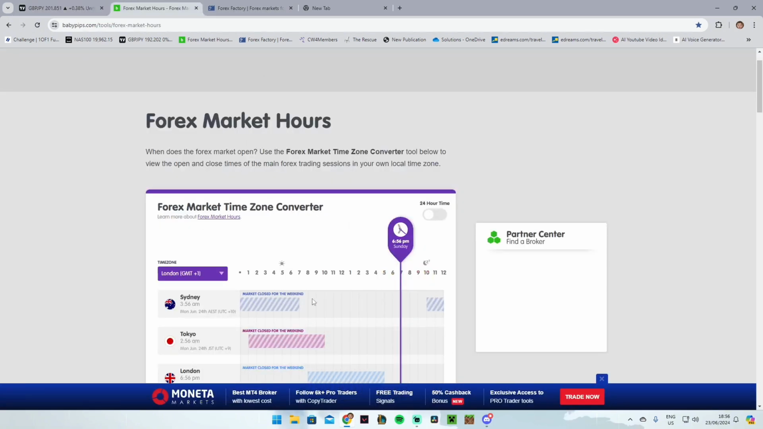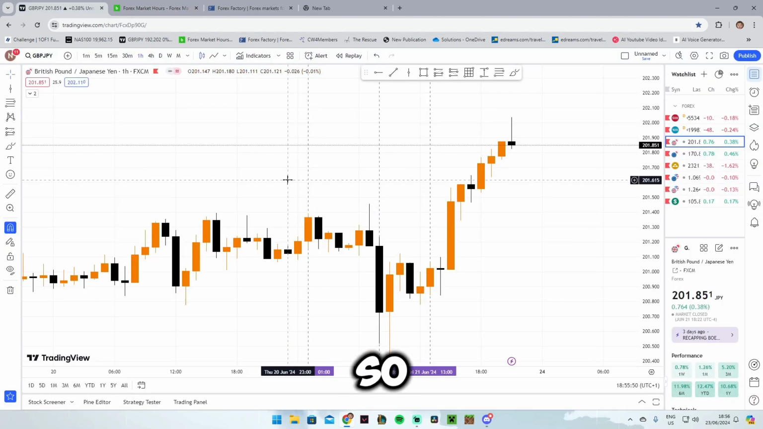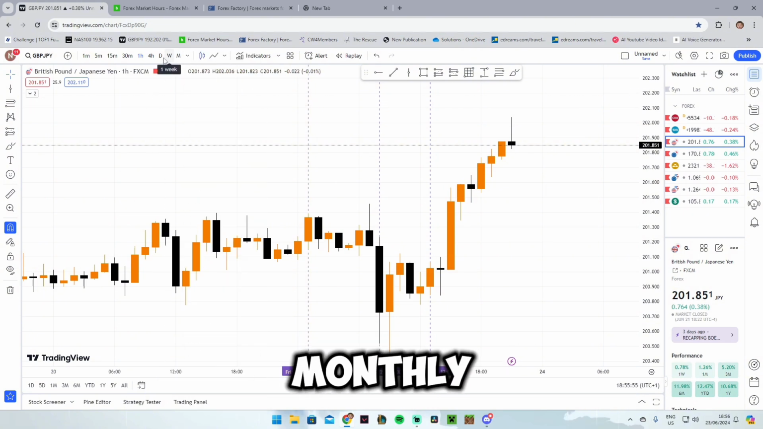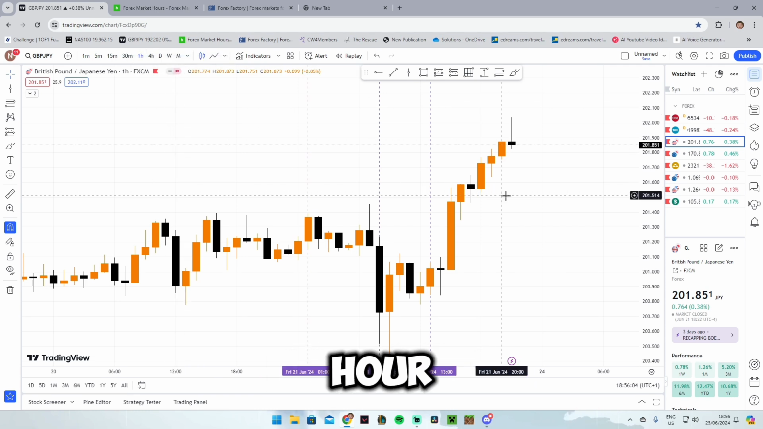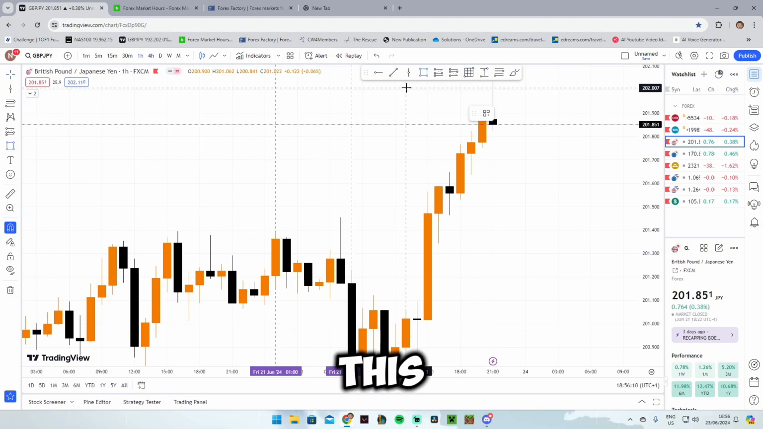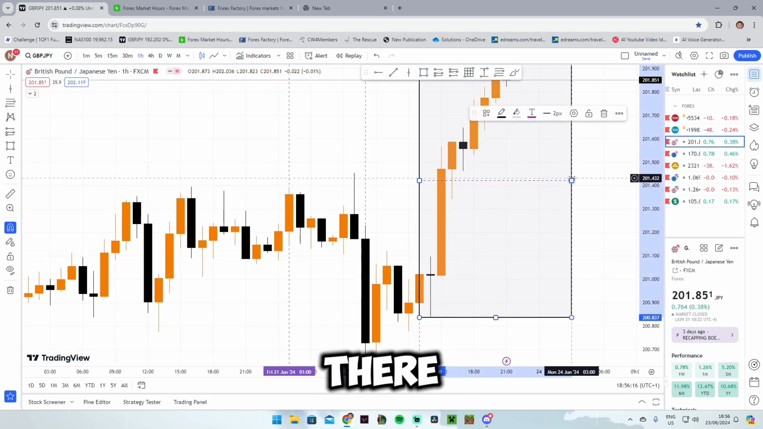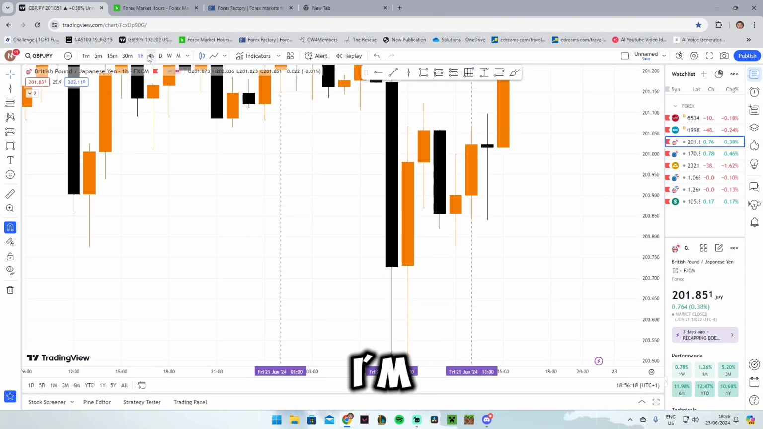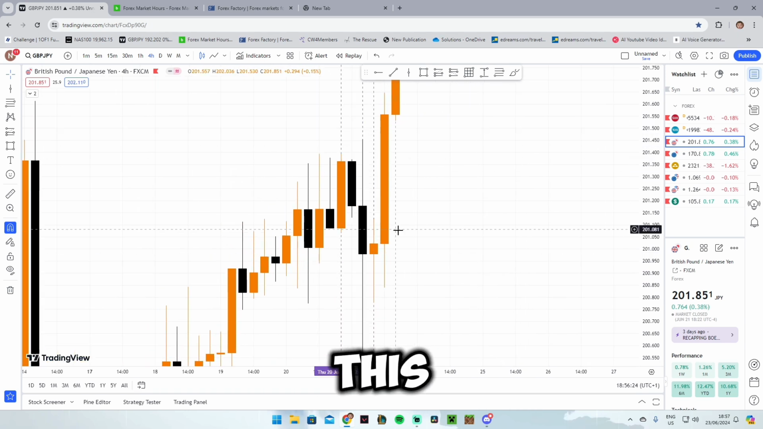So now that we know what time our sessions open, we need to find our bias. Honestly, I don't really need to look at the monthly, weekly, or daily, but it could work if you want that real good bias. But I just go for the 4 hour and 1 hour bias. So if we disregard this whole New York session open, let me go into this 4 hour.